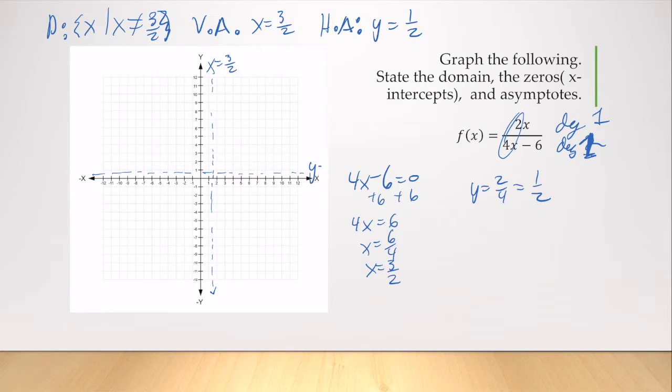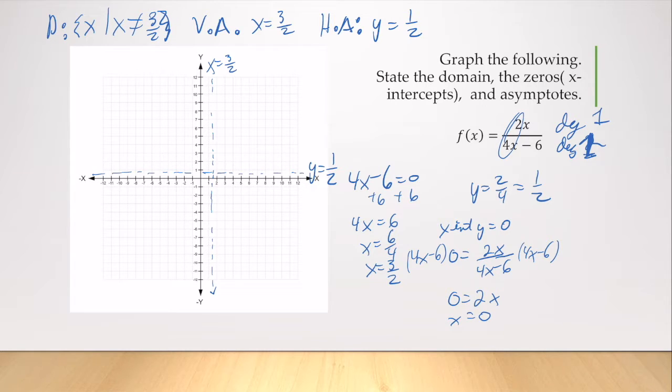Now I can go ahead and look for my x and y intercepts. To find my x-intercept, I let y equal 0. So I have 0 is 2x over 4x minus 6. I multiply both sides by 4x minus 6. So I get 0 is 2x, so x equals 0. So my x-intercept is when x is 0, y is 0. Sketch that in, label that in a different color.